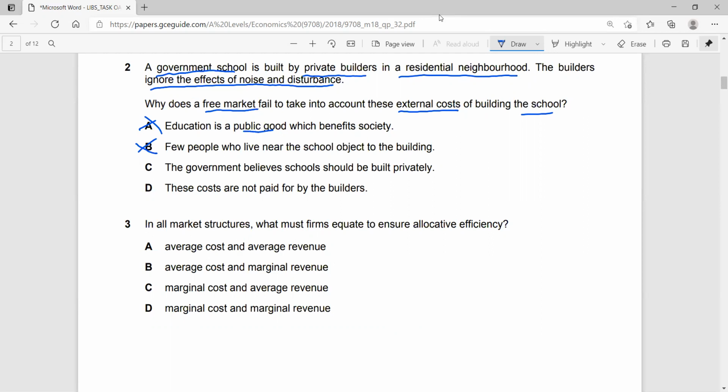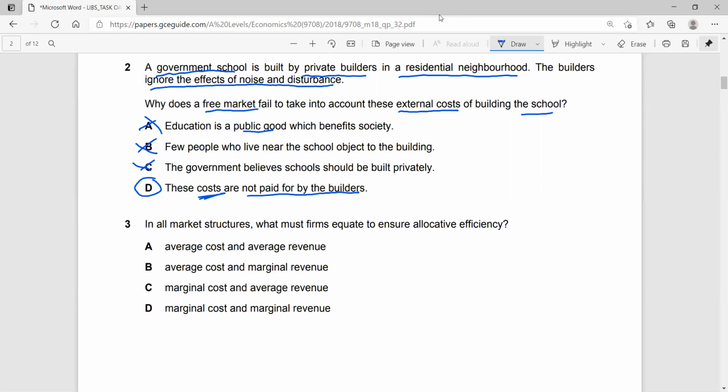So this is just unfortunately irrelevant, leaving us by elimination with D, which is these costs are not paid for by the builders. Since they are not paid for by the builders, they don't come into the ambit of the builder's private costs. And in a free market economy, the builders will only care about their private costs and private benefits. Since they don't have to bear the brunt of the cost of noise and disturbance, they won't really care about it.